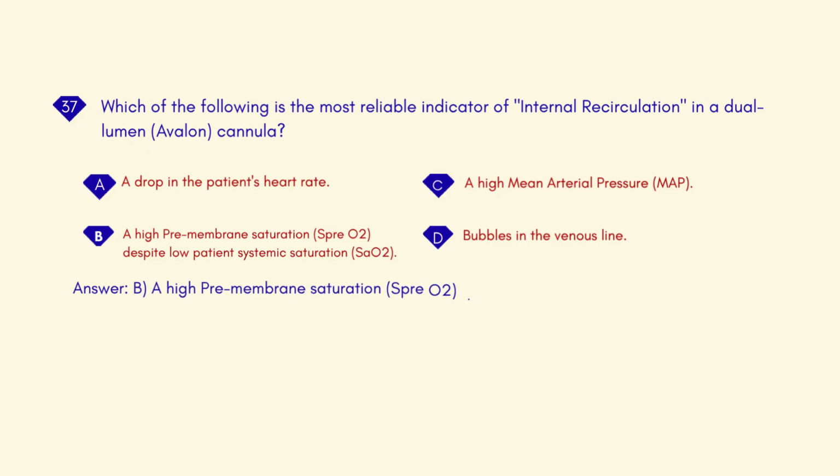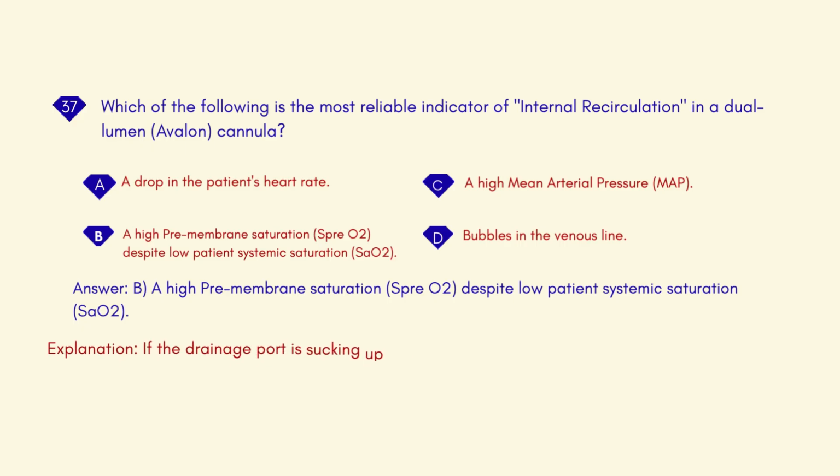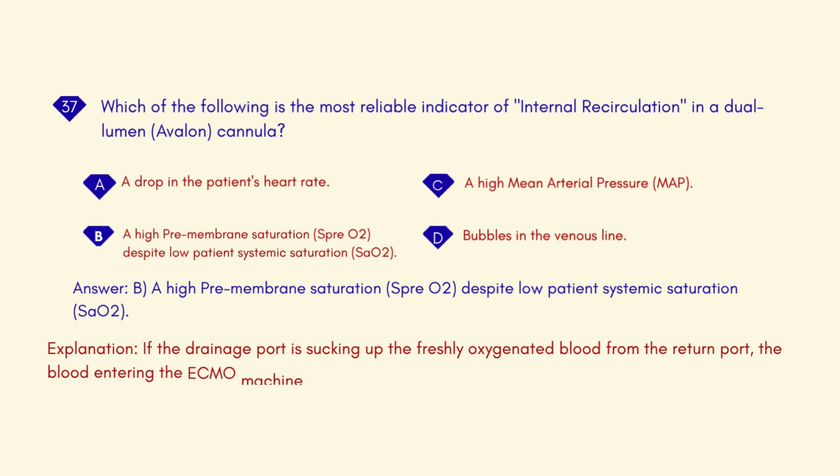Answer: B. A high premembrane saturation, SpreO2, despite low patient systemic saturation, SaO2. Explanation: if the drainage port is sucking up the freshly oxygenated blood from the return port, the blood entering the ECMO machine, premembrane, will look artificially bright or highly saturated.